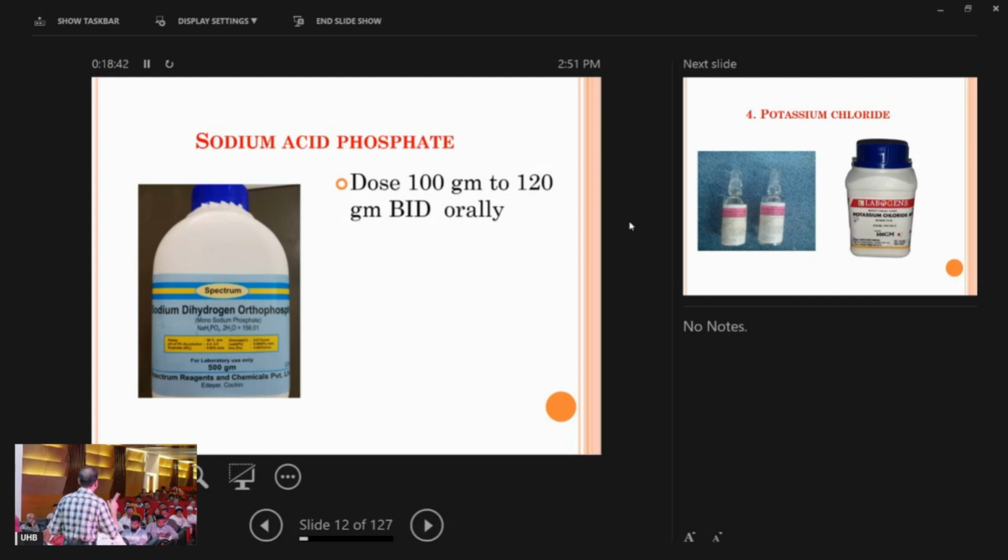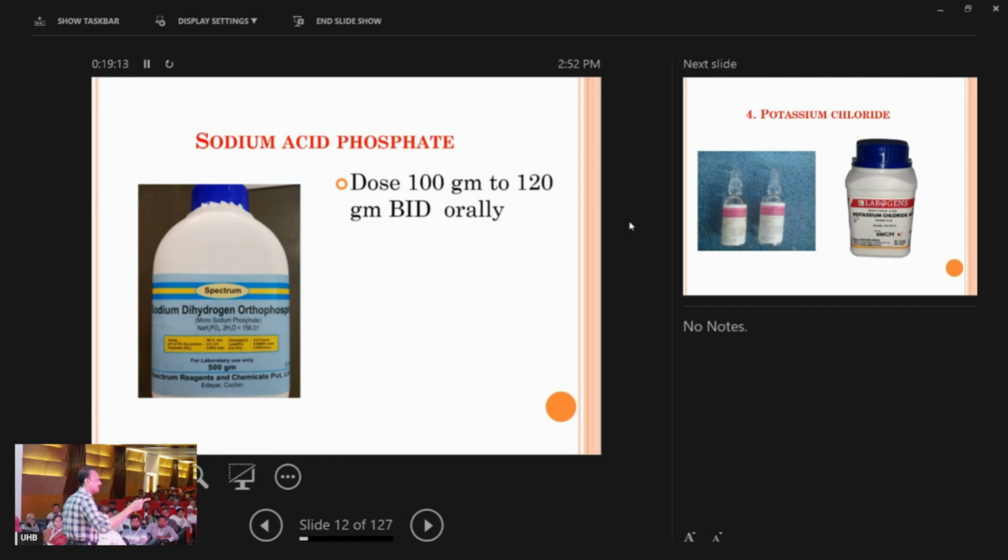Nowadays, many commercial trade names of sodium acid phosphate are available. I think they won't be available here yet, but in future they will come. You can use it IV and also orally. IV means 60 gram in 200 ml normal saline, mix it and give IV. The disadvantage is that when you give IV, it rapidly reaches the peak level within 2 to 4 hours and it will come down again within 2 hours.